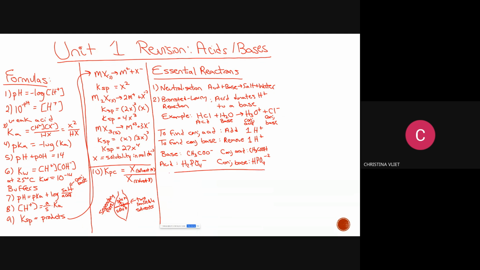The next, buffer reactions. So 3, buffer reaction. What is required for you to have a buffer? In order to have a buffer, what do you have to have? It requires a weak acid and conjugate base, or weak base and conjugate acid.